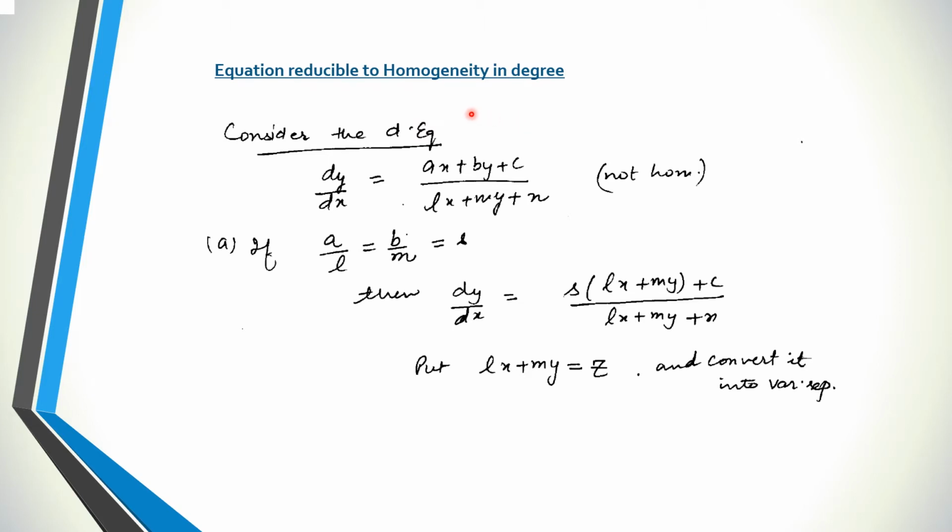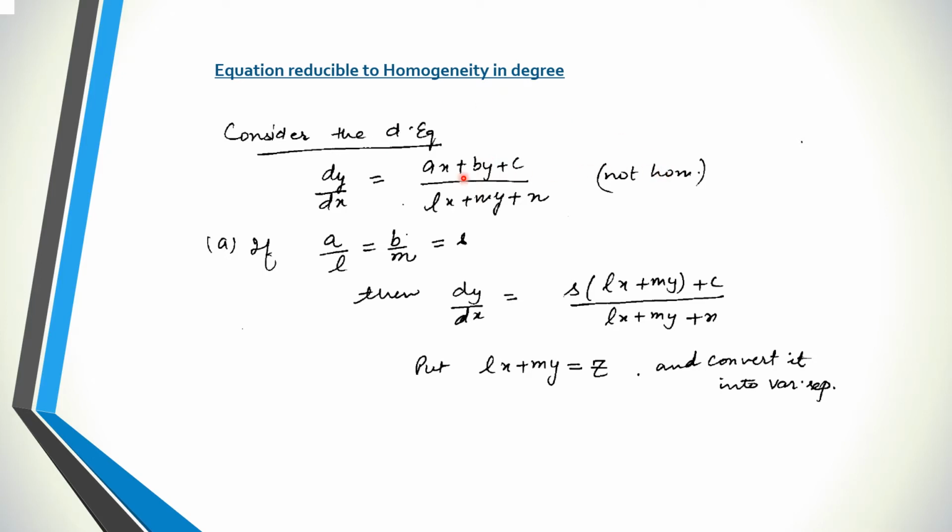First of all, we consider the first order differential equation which is not homogeneous degree-wise, meaning the degree of the numerator is not equal to the degree of the denominator. Just see over here, we cannot find the degree of this equation because we have the constant c, and this c is non-zero, so this equation is not homogeneous in degree. So we have to reduce this type of equation into homogeneity in degree.